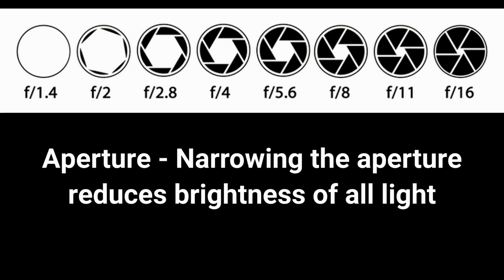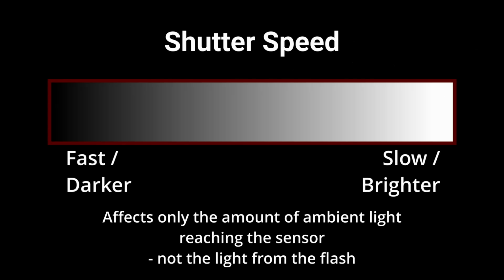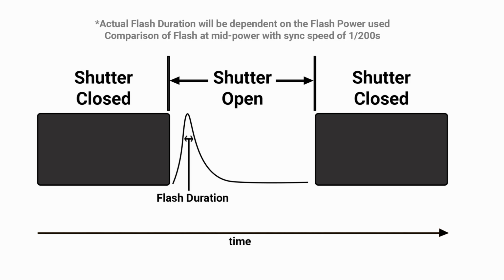The aperture adjusts the size of the opening for the light to reach the shutter. And this also affects both the ambient and the flash. However, adjusting the shutter speed will only affect the exposure of the ambient light, not the light from the flash. And this is because the duration of the flash is minuscule in comparison to the duration of the shutter speed.